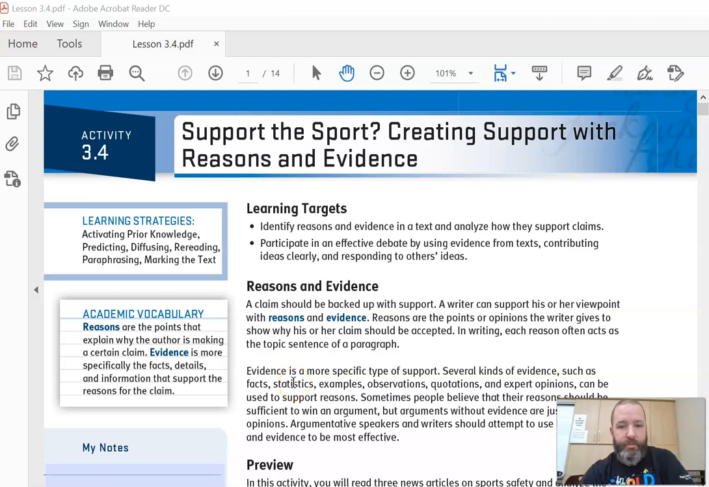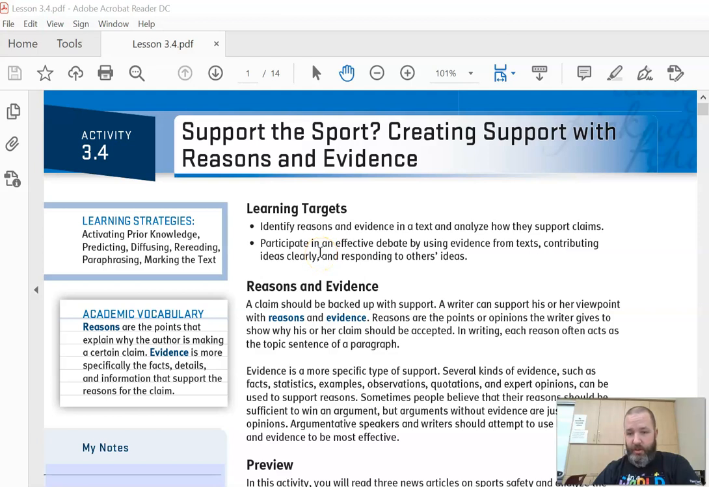All right, today's activity 3.4. This is a super long article or activity, so I'll break it up into 3 different parts because there's 3 separate articles, because that's what we usually do in class, break it up over a couple different work periods. But the learning targets, if you look at the top here, identify reasons and evidence in a text and analyze how they support claims.